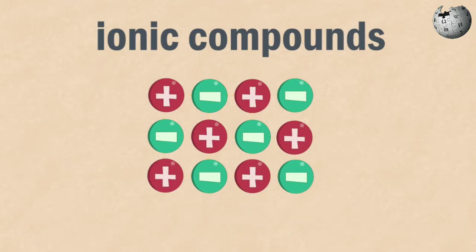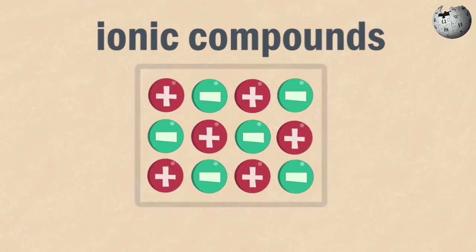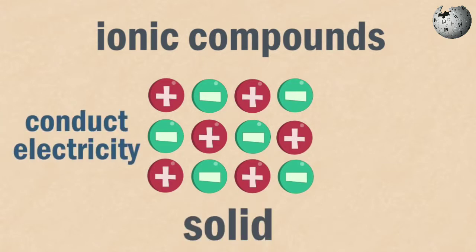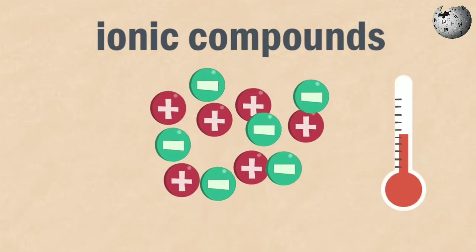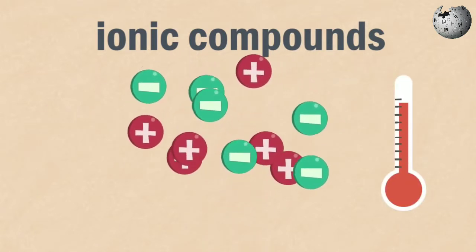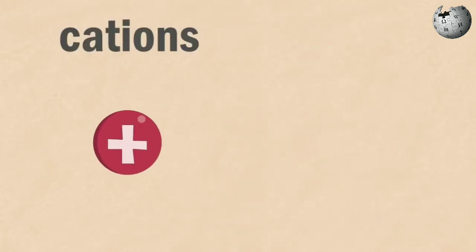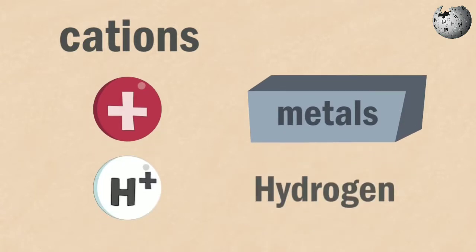Ionic compounds are formed by the strong electrostatic bonds between positive and negative ions. The oppositely charged ions are locked into a rigid and regular structure, and since the ions are fixed in position and aren't free moving, an ionic solid cannot conduct electricity or undergo electrolysis. But one way of making it conduct is to heat it until it melts. In our examples here, the cations or positive ions are all metals, but it's worth noting that hydrogen can also be a cation in an ionic compound.